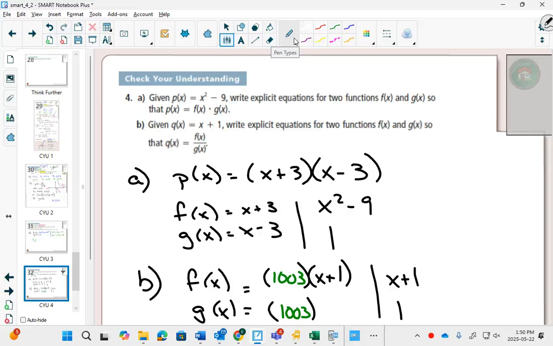But it seems kind of pointless. It just wants you to think that you could break up equations. And I think the first one, because it factors so nicely, leads itself nicely to say that one function's x plus 3, the other one's x minus 3. It seems logical to do that. But for the x plus 1, there's not much logic, so may as well just make it x plus 1 over 1.